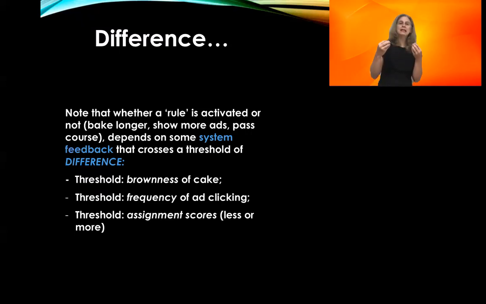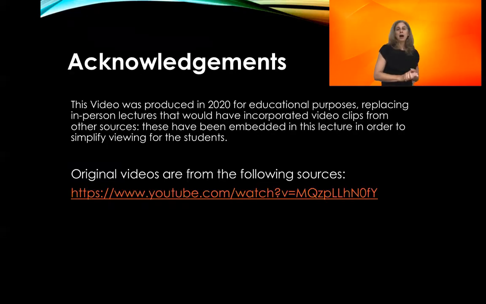There is some kind of difference within the system that is serving this role of feedback that allows the system to calibrate what it should be offering to you. The threshold could be the brownness of the cake, frequency of ad clicking, or it could be the weighting of the assignment scores, whether it's less or more. So difference is critical. Okay, we're going to continue on this, but that's it for just this introduction to the general idea about what algorithms are. Don't be afraid of algorithms, and algorithms don't necessarily have to happen inside a computer. But how can we get our minds into this kind of algorithmic thinking? Thanks very much.